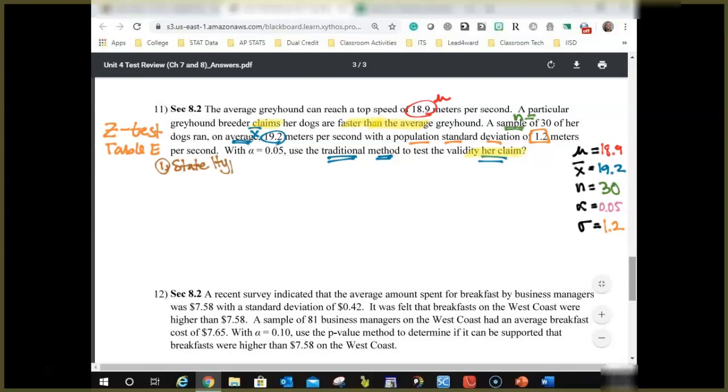First step, state the hypotheses. Our null hypothesis is that the average speeds are no different. The average speed for her greyhounds and the national greyhounds are no different. So we say that the true average speed for her greyhounds is 18.9 meters per second. And then the alternative hypothesis is that she really thinks her greyhounds are faster than the average greyhound. So we would use greater than 18.9. And this would be our claim because it's not stated otherwise in the problem. And then we look at, well, what is our, correction, it does say, claims her dogs are faster than average.